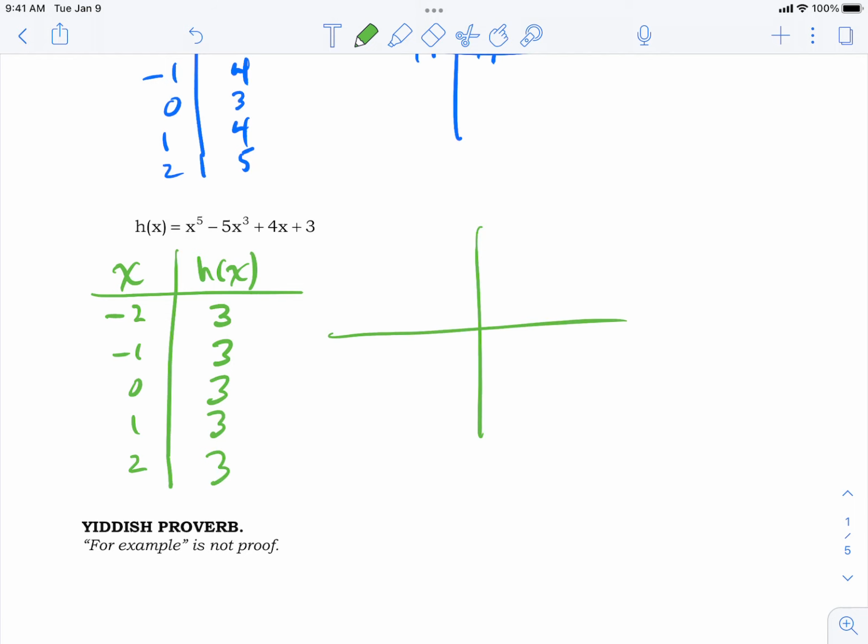So if I were to graph this thing, these are the points we got so far. When x is negative 2, I'm at 3. When x is negative 1, I'm at 3. When x is 0, I'm at 3. I'm at 3. I'm at 3. What do you think? Is that looking like an even function to you?